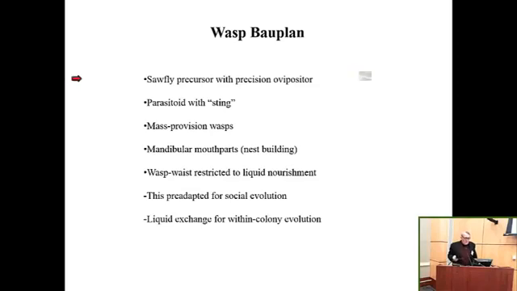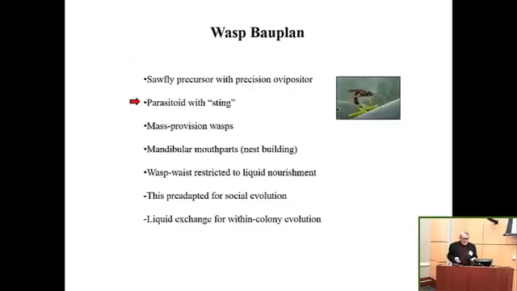The most primitive group of species in the Hymenoptera are the sawflies. They're not wasps, but they're precursors to the wasps. Basically they have precision; you can see it laying an egg in a stem there. They start out with precision oviposition. That's the start of the sting. Then you get the parasitoid with the sting.